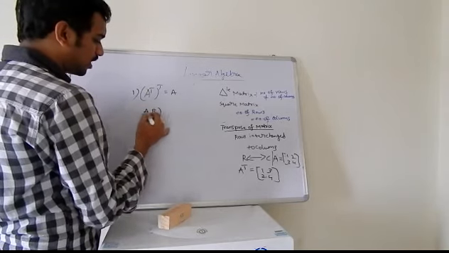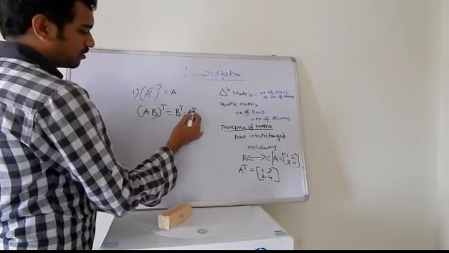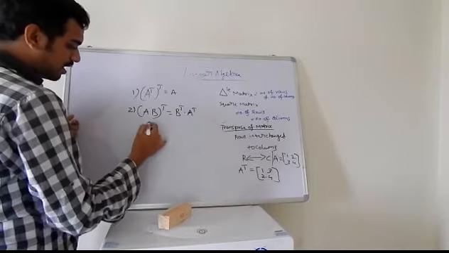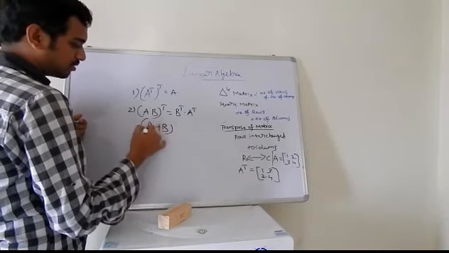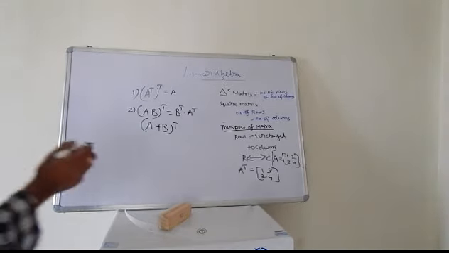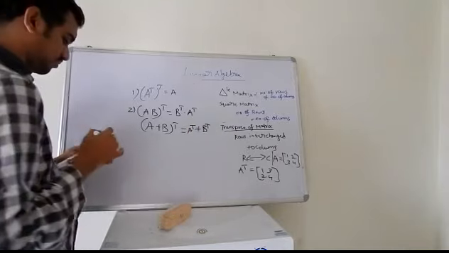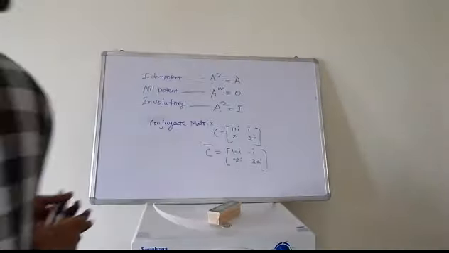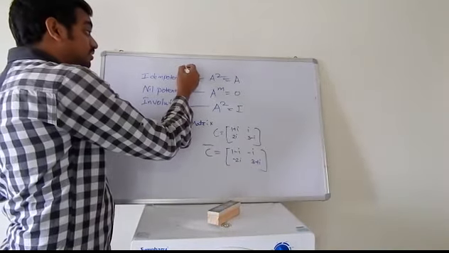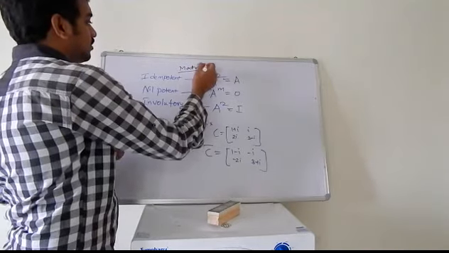The transpose of A into B is equal to B transpose into A transpose. If you cross-check these, it holds. Similarly, the transpose of A plus B is nothing but A transpose plus B transpose. These are the properties for sums of different matrices.